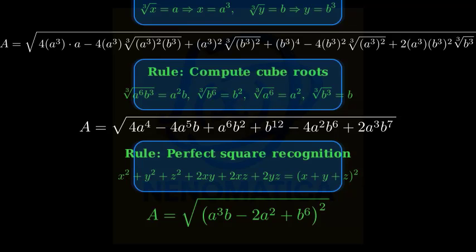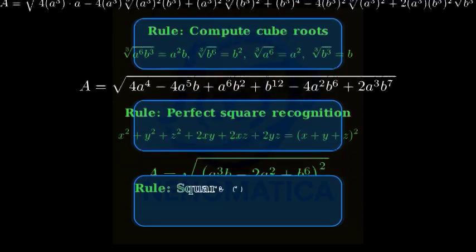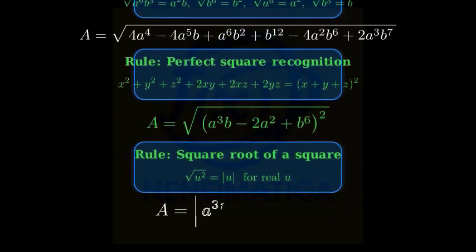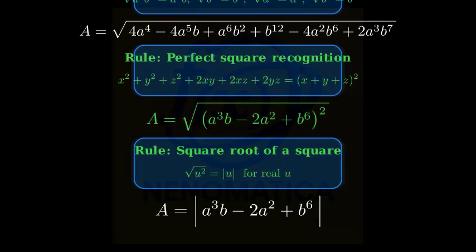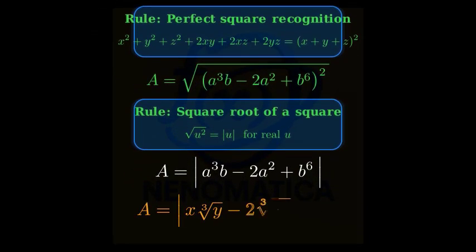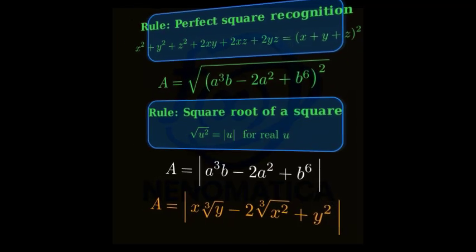Step 4. The square root of a perfect square equals the absolute value of the base. Therefore, A equals the absolute value of a cubed b minus 2a squared plus b to the 6th. Final step. Substitute back a equals the cube root of x and b equals the cube root of y. We obtain the simplified result.